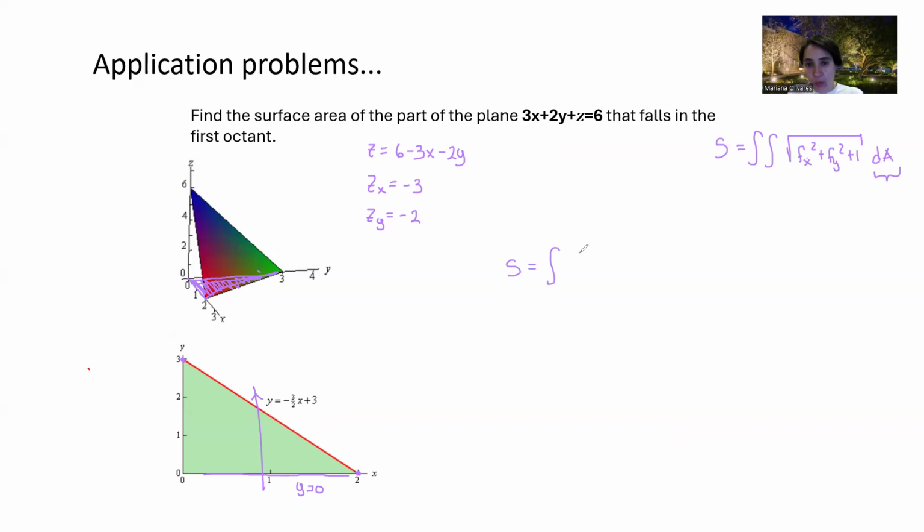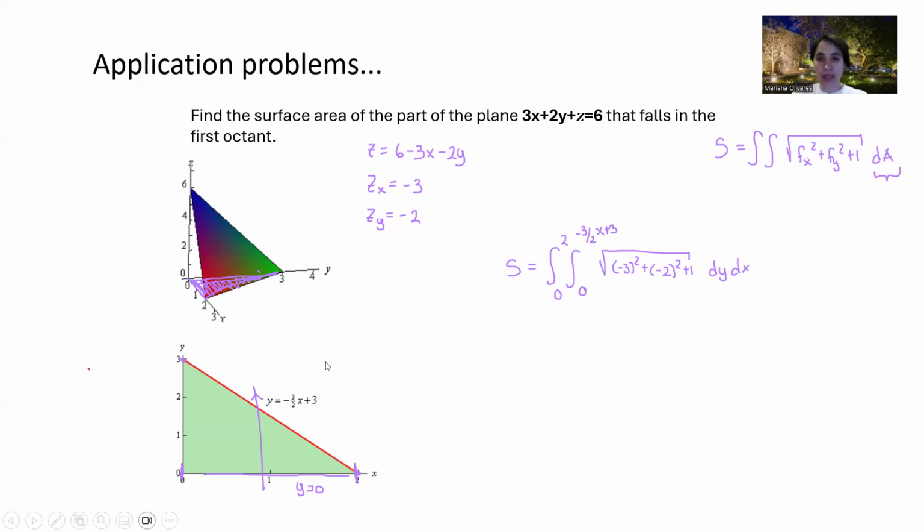S has to be the double integral of the square root of f of x squared, which in this case is this, minus 3 squared, plus f of y squared, which is this, minus 2 squared, plus a 1. And instead of differential of area, we need to write dy dx. This one is inside the integral. And the limits are 0, and here minus 3 halves of x plus 3. And for x, the lowest limit is this 0 here, and the highest limit is this 2 here, from 0 to 2.